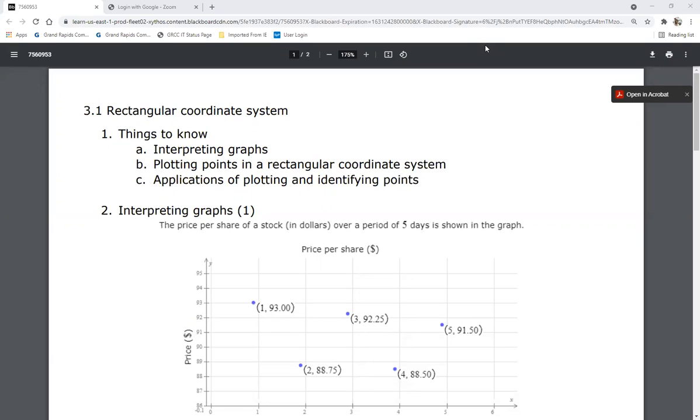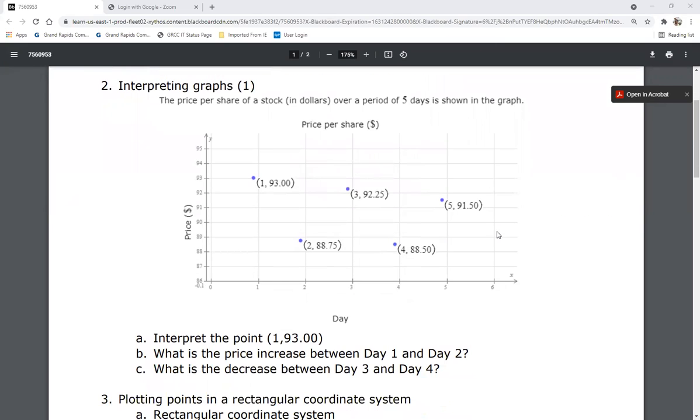Hi guys, today we're going to cover section 3.1, the rectangular coordinate system. And just a few things to know. We need to know how to interpret graphs, how to plot points, and some applications. So here we go. According to our handout, you should have a picture like this with some points on the line. Let's go right to the questions.